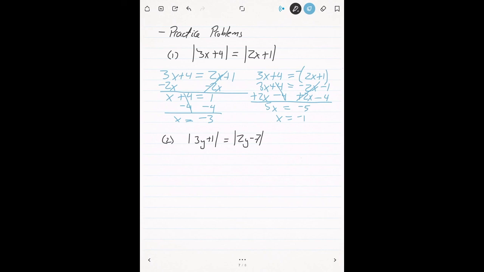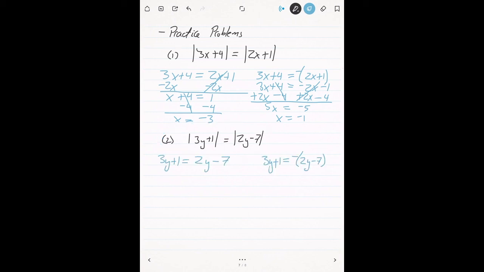What you have to do is work with the two possible equations for what the interior could be. That's how I want you to solve all of these problems. So pause the video, take a minute, go ahead and give this problem a try and see if you're able to come up with the correct solution.